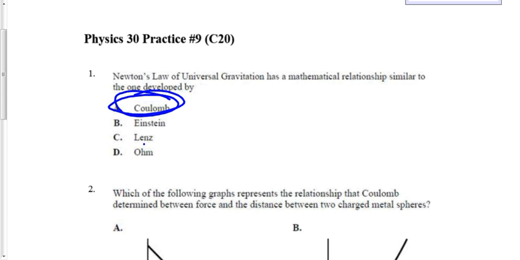Yeah, you haven't learned about Lenz. In fact, you haven't learned about any of these guys yet. You haven't learned about Einstein. We will later on. We haven't learned about Lenz, although we will later on. You haven't learned about Ohm. We won't learn about Ohm at all in Physics 30. If you don't recognize the name, if you haven't been taught about the name, it's not the answer.